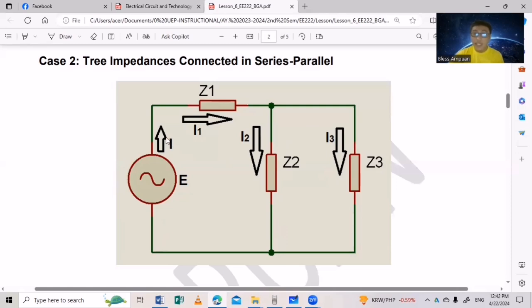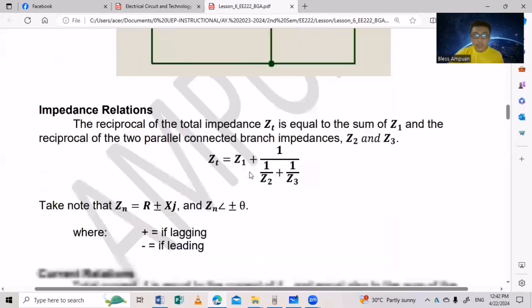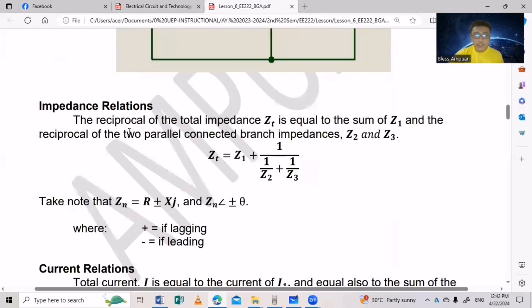And it is the same current that flows in our Z sub 1, because Z sub 1 is just connected in series with the supply voltage. Then, as our total current I sub 1 enters the junction, the current will be divided into I sub 2 and I sub 3. With this, we could say that the voltage drops across Z sub 2 and Z sub 3 are equal.